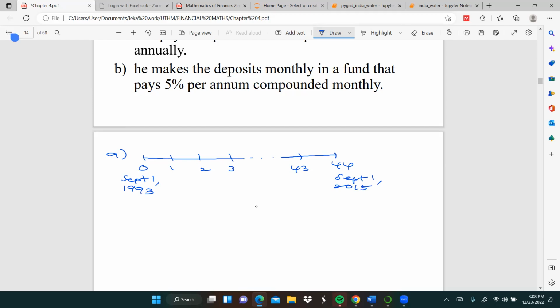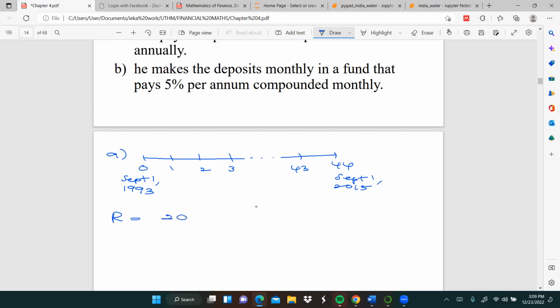Okay, and then kenapa kita dapat 44 tu? Dapat 44 tu sebabnya kita kira berapa tahun, and then kena darab dengan 2, sebab dia semi-annually. So 2015 tolak 1993, we have 22, and then 22 times by 2. So our n is 44.